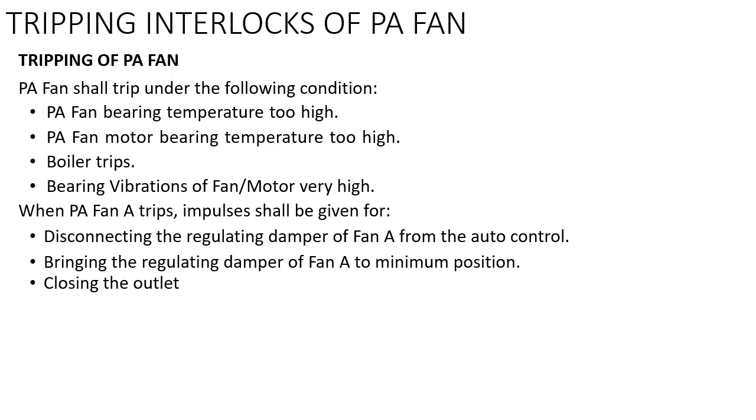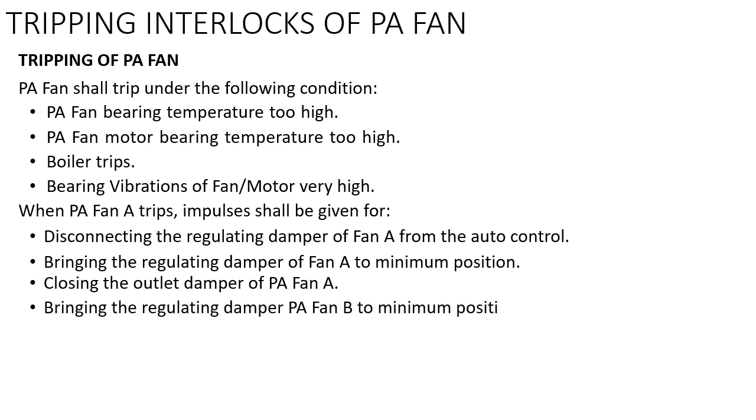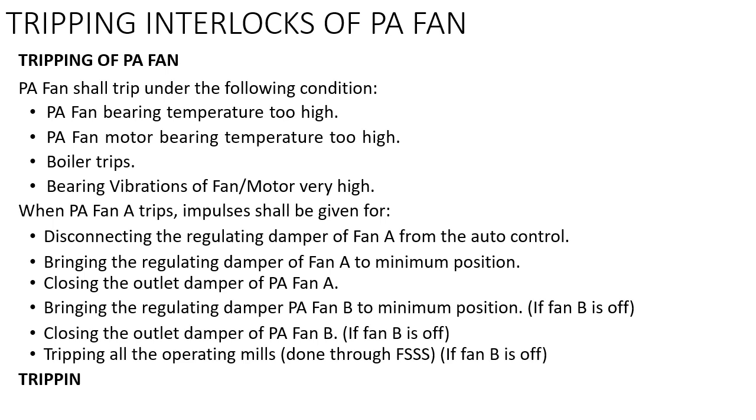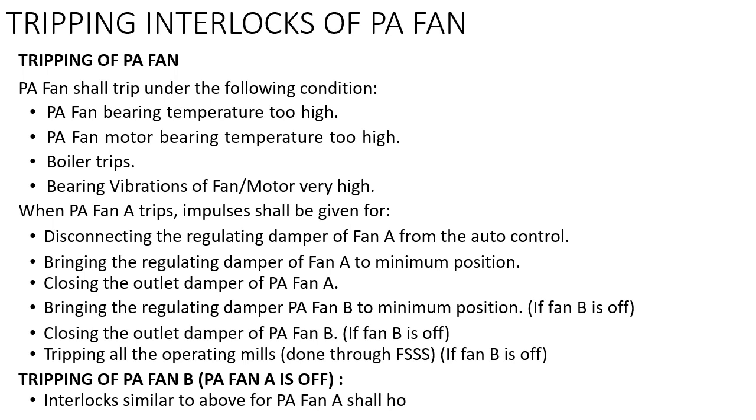When PA fan A trips, impulses shall be given for disconnecting the regulating damper of PA fan A from the auto control. Then bringing the regulating damper of PA fan A to minimum position. Closing the outlet damper of PA fan A. Bringing the regulating damper of PA fan B to minimum position if fan B is off. Then closing the outlet damper of PA fan B if fan B is off. Then tripping all the operating mills. It will be done through the FSSS if fan B is off.